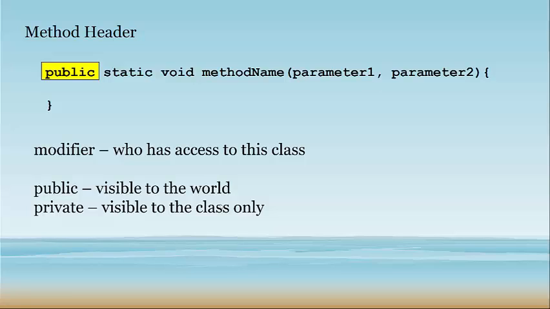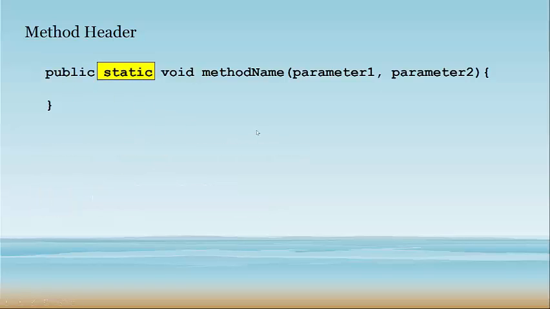In other words, is this method available just within this class that I'm writing, in which case it would be a private modifier? Or is it available to the entire world, like math.random? Anybody can use math.random. We import it into our code, and we use it. So that is a public method. But if we didn't want the world to have access to our method, we would give it a private modifier. So for now, we're just dealing mostly with publics, and we'll see privates as we go along.